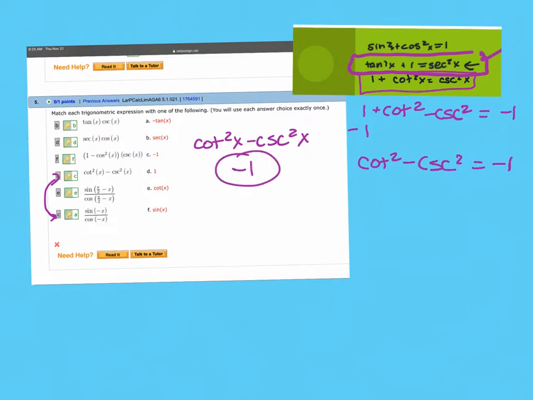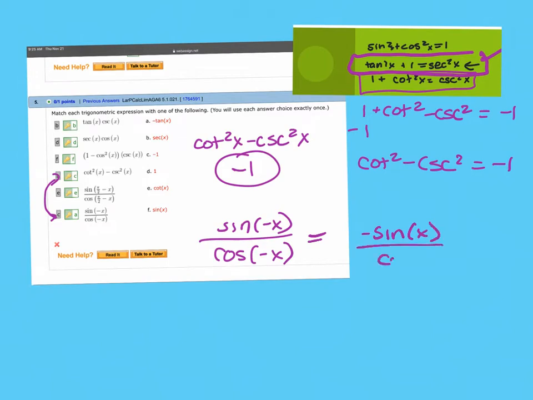That's that one. And then the other one, sine of negative x over cosine of negative x. Remember that if it's an even function, the sign literally goes away. If it's an odd function, it becomes part of the front. So sine is an odd function. This would be the same thing as negative sine of x. And cosine is an even function. That would be the same thing as cosine of x. There's one negative there, which means this is negative tangent of x, which was A.